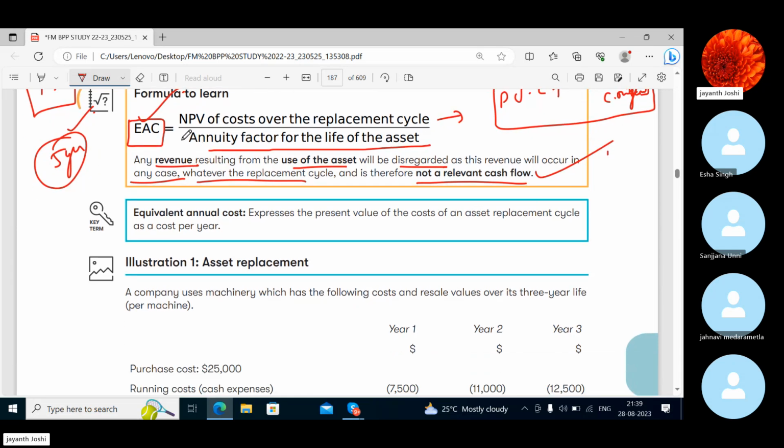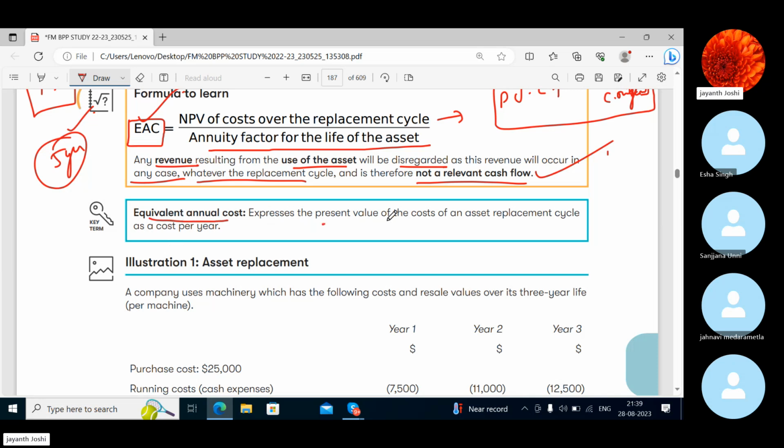Because the method is also equivalent annual cost, we are not regarding cash revenues here. We are not regarding the revenues here because however you are going to use the asset for generating the revenue, right? So what is equivalent annual cost?